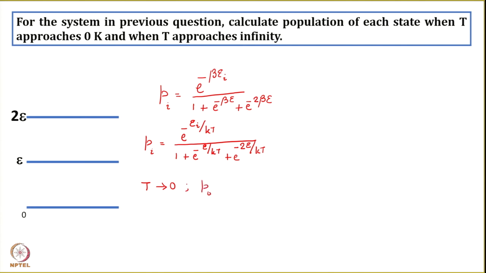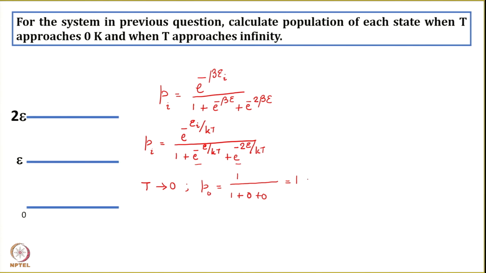your P0 is going to be, for the 0th state, energy is 0, so exponential 0, is equal to 1 divided by 1 plus, when T approaches 0, exponential minus infinity, which is 1 by exponential infinity. So this term is going to be 0. So 0 plus 0. That means P0 is equal to 1. So you see, when temperature approaches 0, all the molecules are going to be in the ground state.